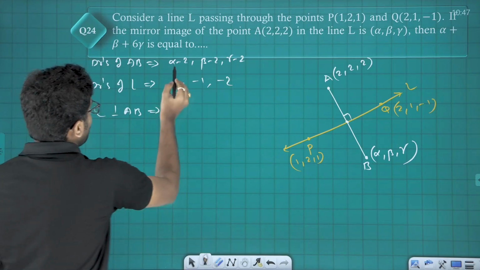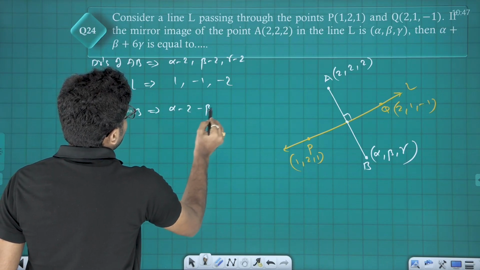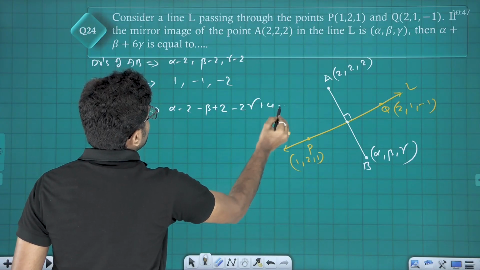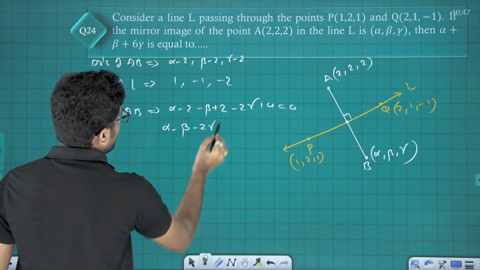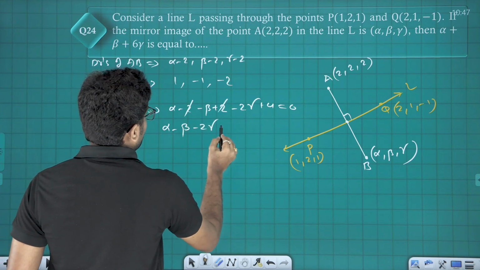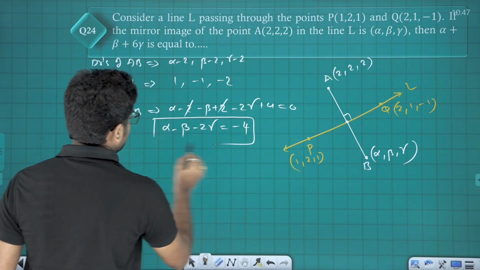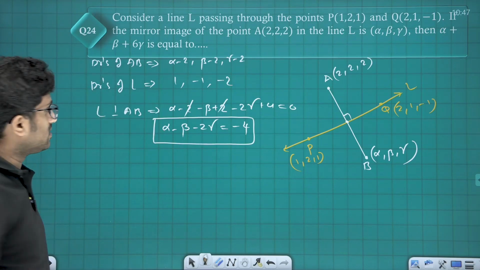So 1 into (alpha minus 2), minus 1 into (beta minus 2), that is minus beta plus 2, minus 2 gamma plus 4, is equal to 0, friends. So from here, alpha minus beta minus 2 gamma plus 4 is equal to 0, that is, alpha minus beta minus 2 gamma is equal to minus 4. This is equation 1.